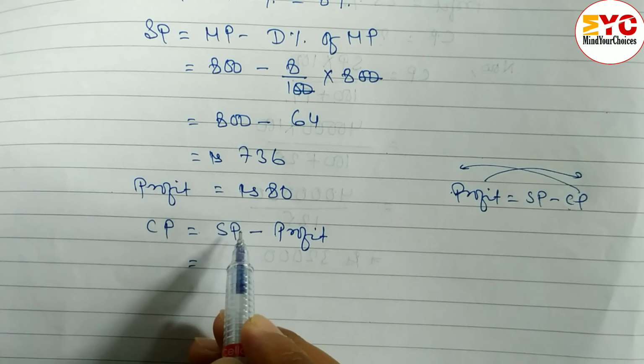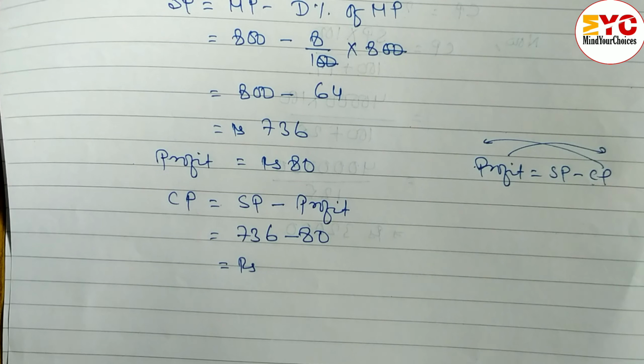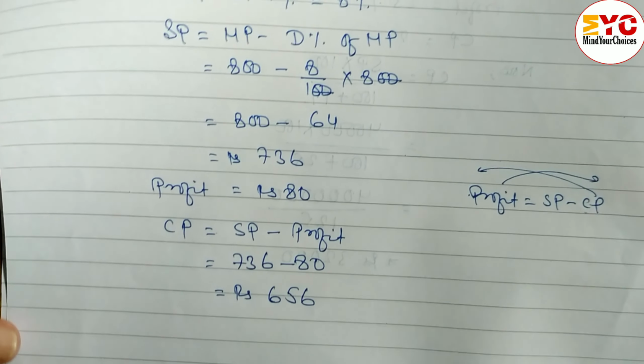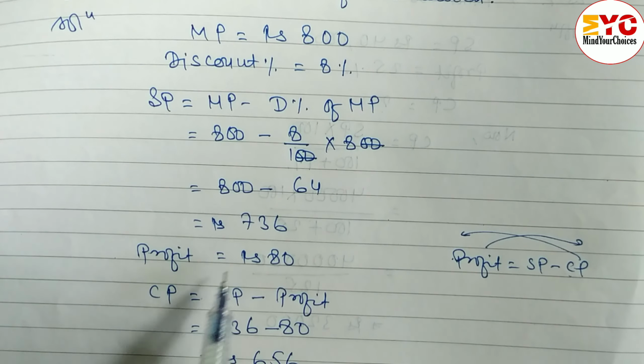Cost price means purchase price. At what price did that shopkeeper purchase that watch? So 656. 656 is the answer. Hope you understand this video, how to find out cost price when discount and profit are given.